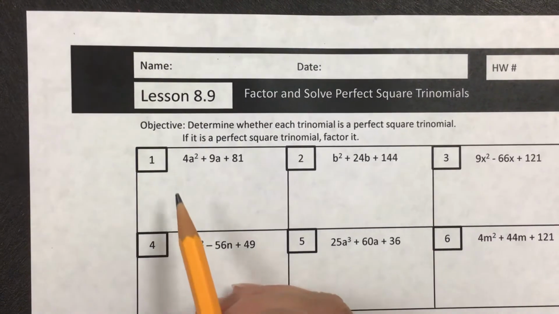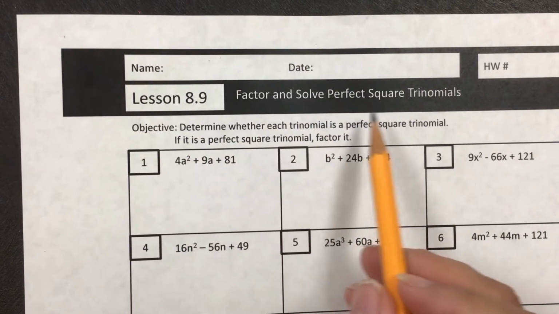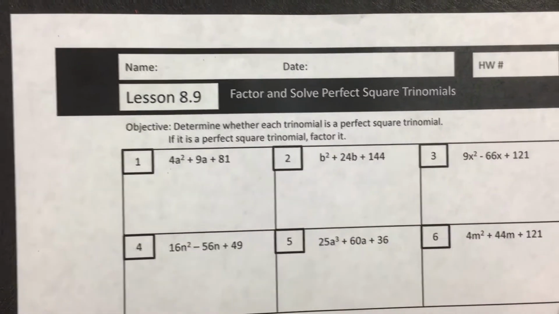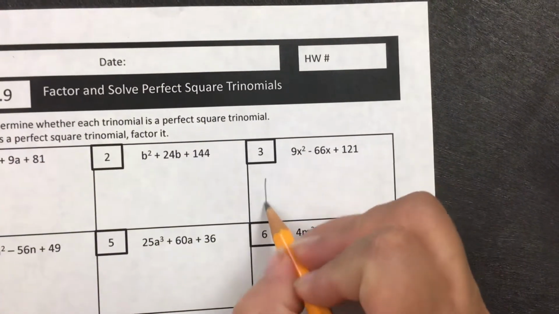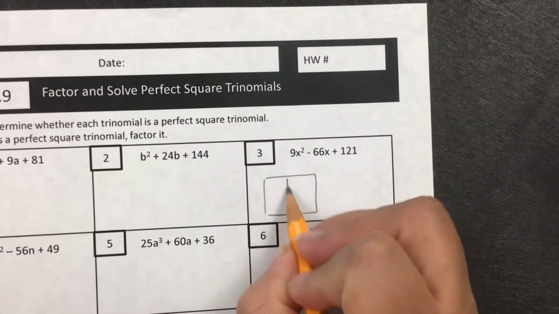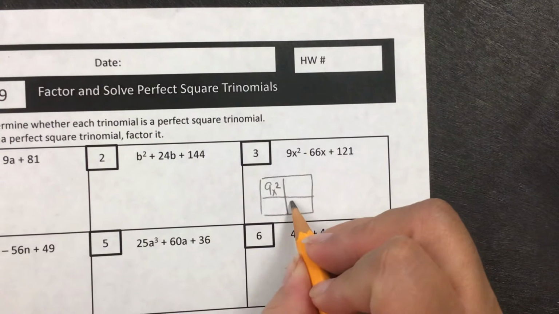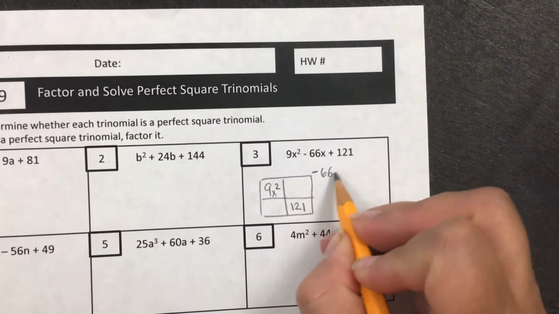This is a video for section 8.9, and what we're doing is factoring and solving perfect trinomials. We're going to skip this one real quick and go all the way to number 3, just so you can understand what we're doing. We're still making a box. This is 9x squared, and this is 121, and we have to make it equal to negative 66x.